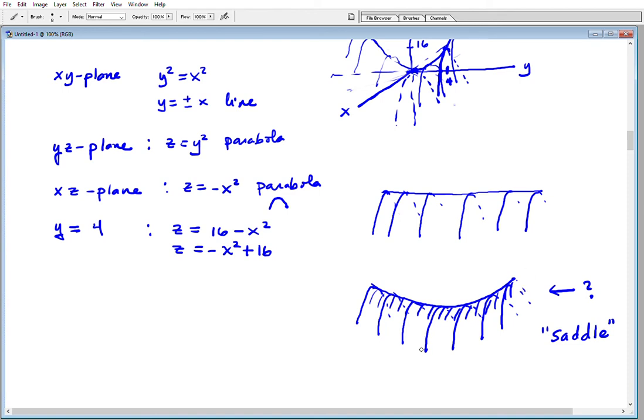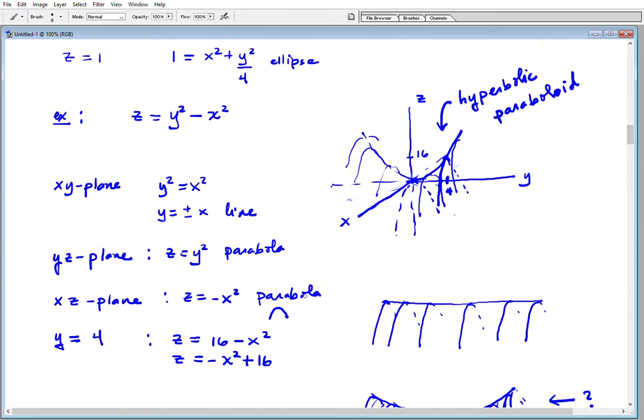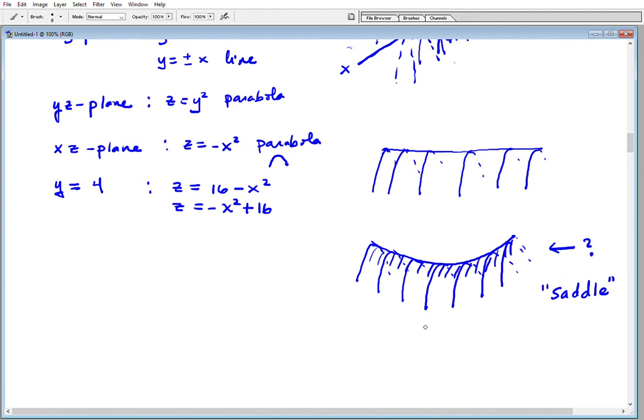Okay, now I want you to understand where the word hyperbola comes in. So, good, I'm glad you understand what it looks like. Now I want you to understand where the word hyperbola comes in, because this is called a hyperbolic paraboloid. Let me write down the name here. We see a lot of parabolas, but so far I don't see any hyperbolas. So where does hyperbola come in?